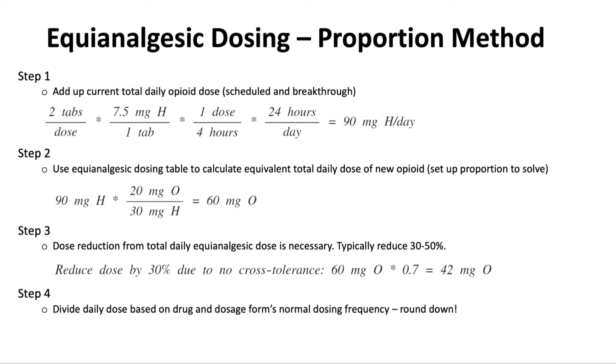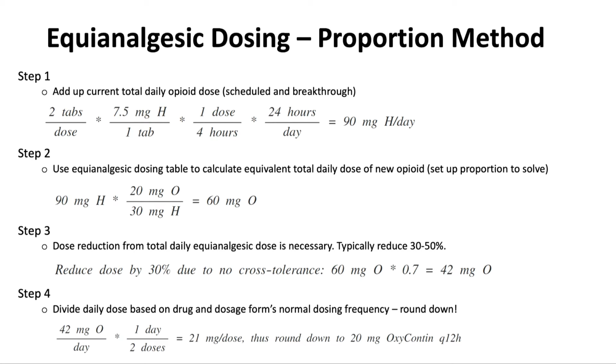So let's take the dose we calculated, which was 60 milligrams of oxycodone, and multiply it by 0.7. So we only want 70% of that dose, which represents a 30% reduction. So 60 milligrams times 0.7, or 70%, would give us 42 milligrams. So the total daily dose of oxycodone for this patient, to start them off, should be 42 milligrams per day.